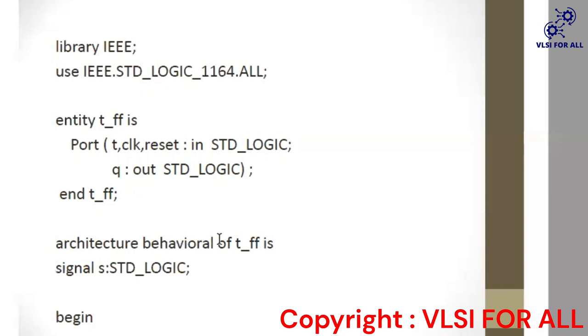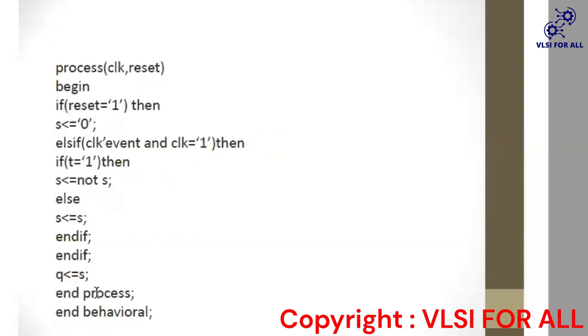And after the entity, we will define the architecture of T flip flop. Here we have declared a signal as STD logic. Like we have taken a variable S, and we will see what the use of this variable is. And we will begin the architecture.